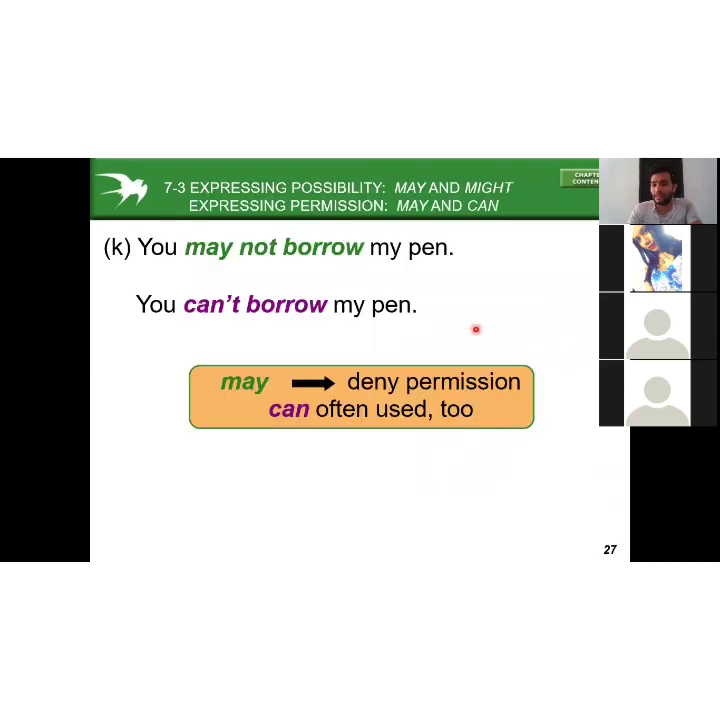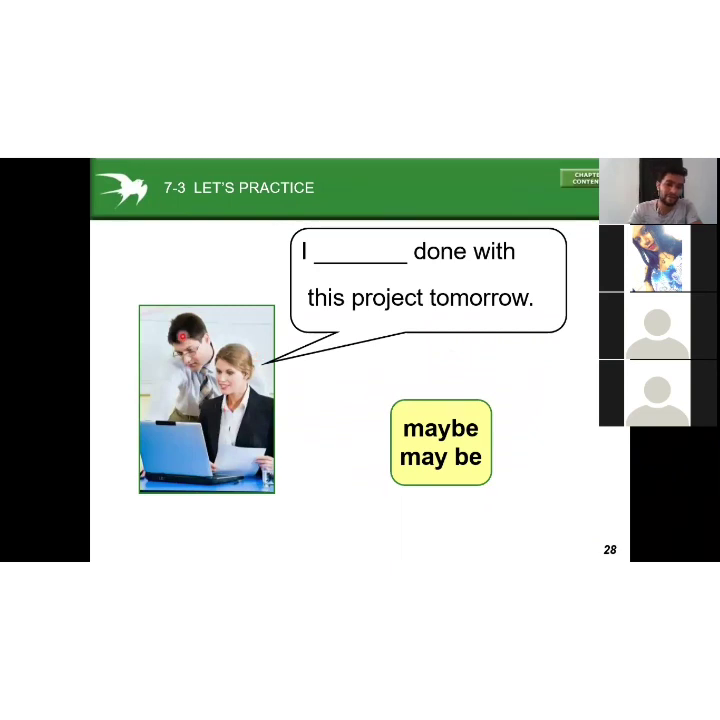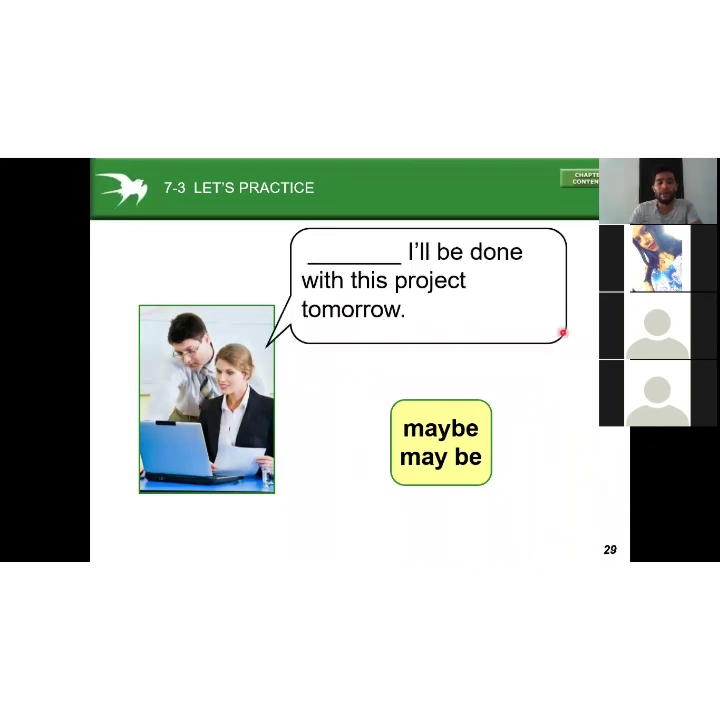So let's practice a little bit. Take a look at the girl and the man. We have this "maybe" and "may be." So what do you think goes in here? "I done with this project tomorrow." I may be. I may be, right? Yes, the modal verb. "I may be done with this project tomorrow." Great, very good. How about this one? "Maybe." The adverb.